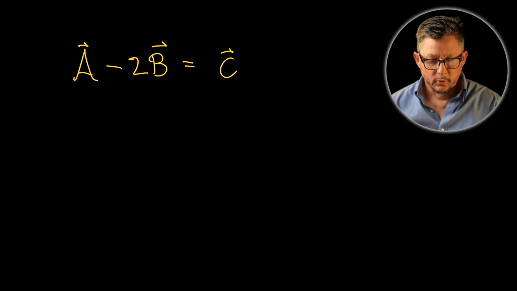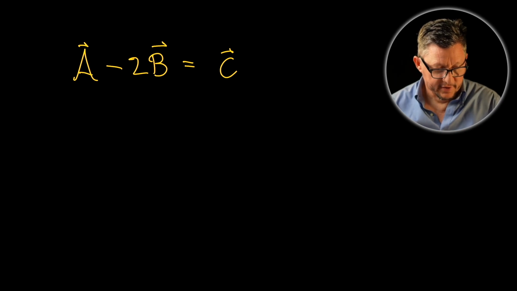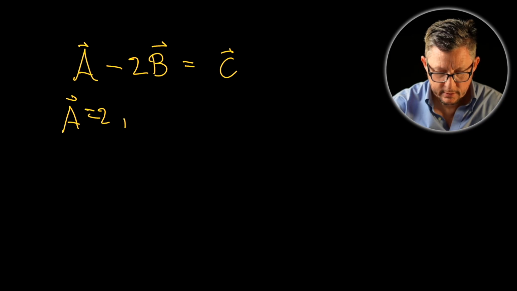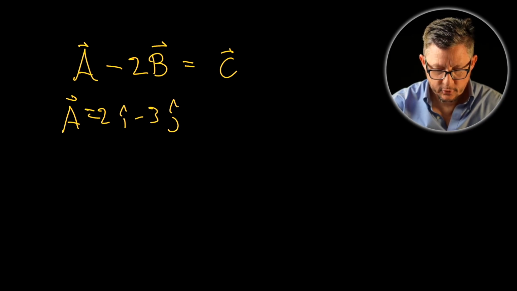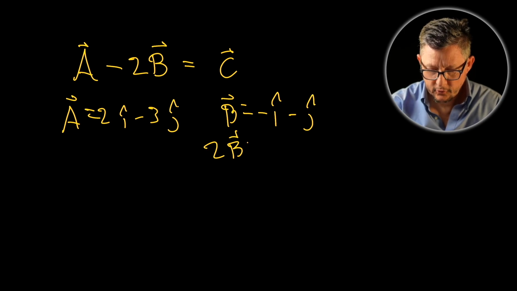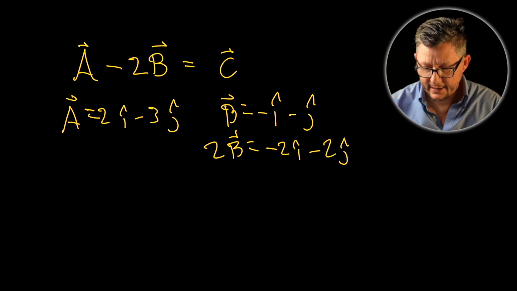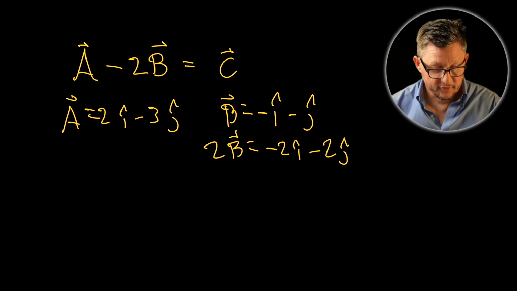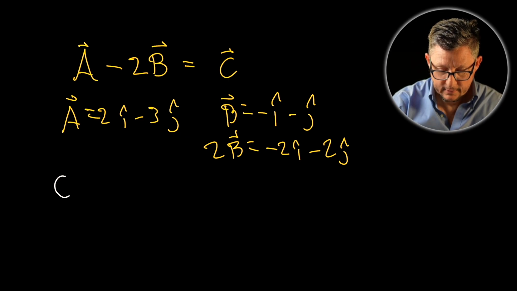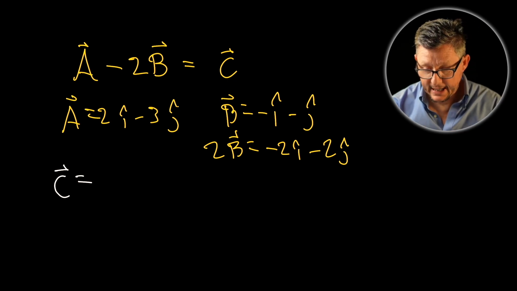Let's look at another example where a minus 2b is equal to c. Again, a is 2 I hat minus 3 j hat, and b is minus I hat minus j hat. Therefore, 2b is minus 2 I hat minus 2 j hat. Each of the b components is multiplied by 2. Therefore, a minus 2b equals c. Let's write c then as a minus 2b.